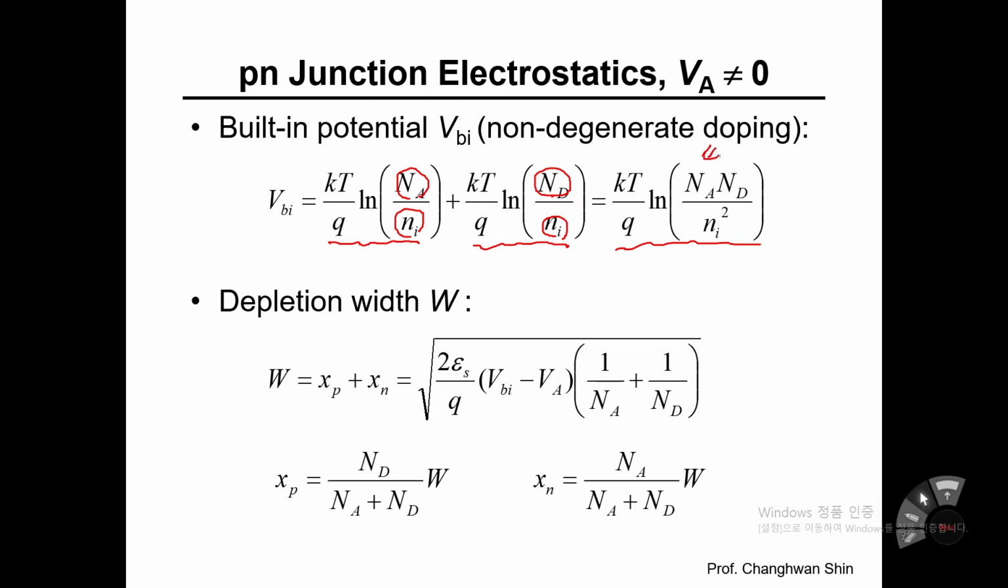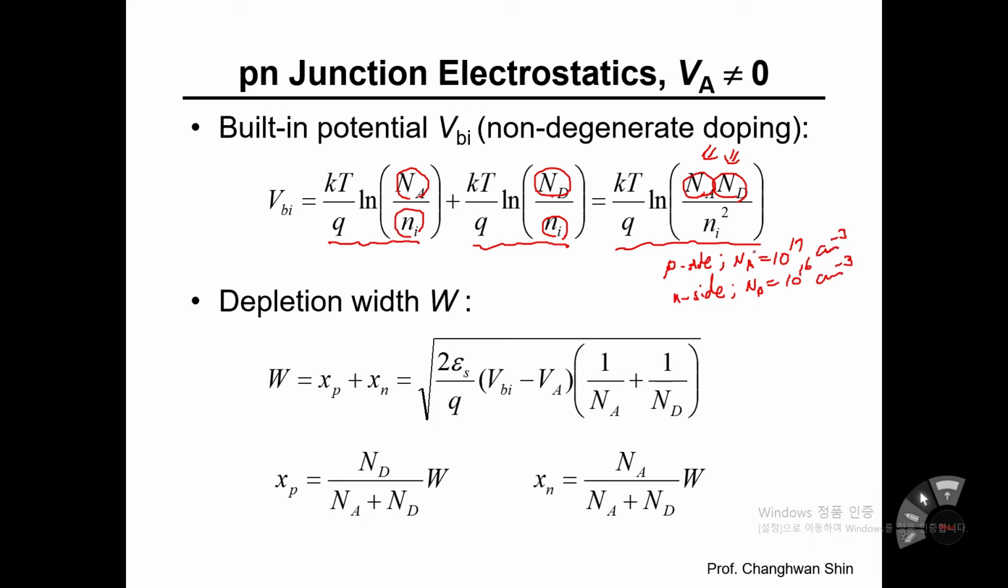Once you know the doping concentration on each side of the PN diode, you can simply estimate quantitatively the built-in potential voltage of the PN junction diode. For example, if the P side is doped with Na of 10 to the 17 per cubic centimeter, and the N side is, suppose, a donor concentration of 10 to the 16 per cubic centimeter.